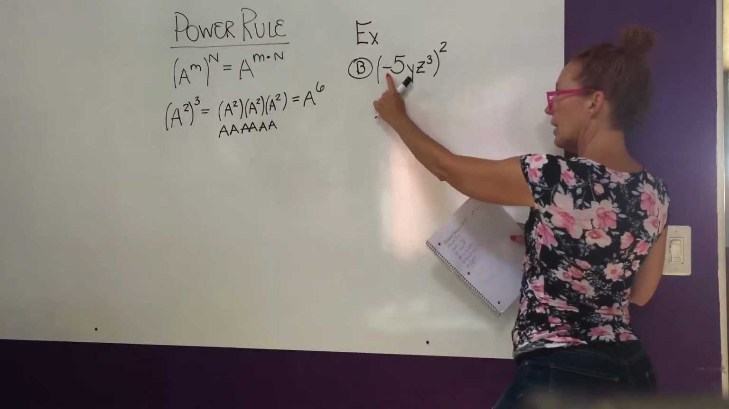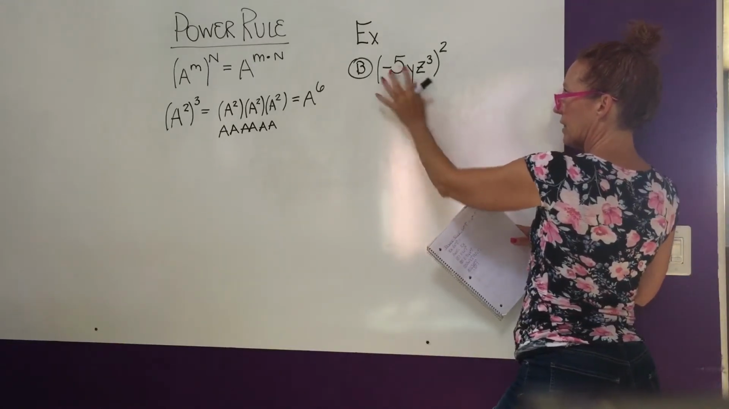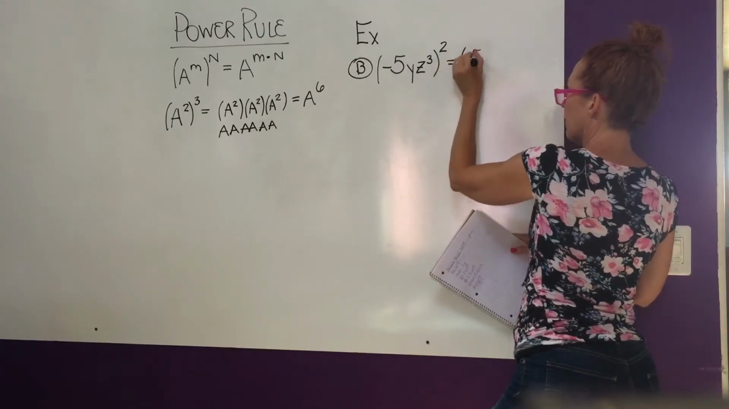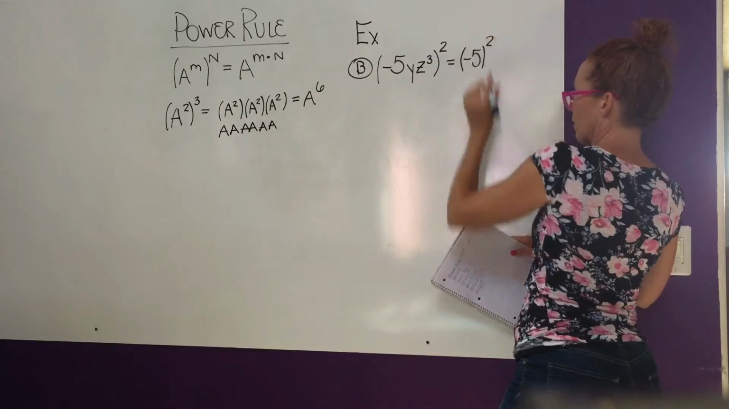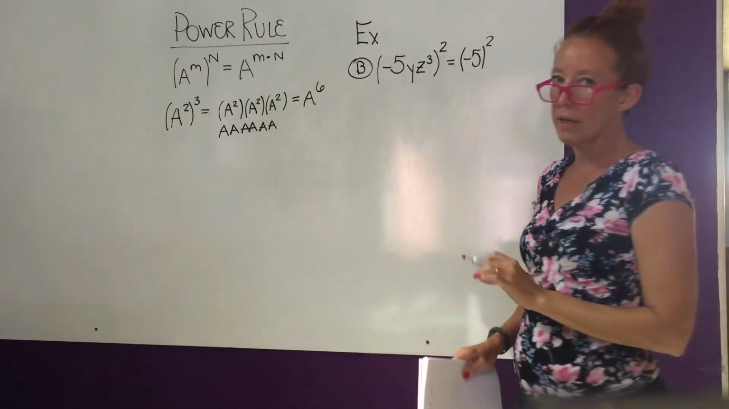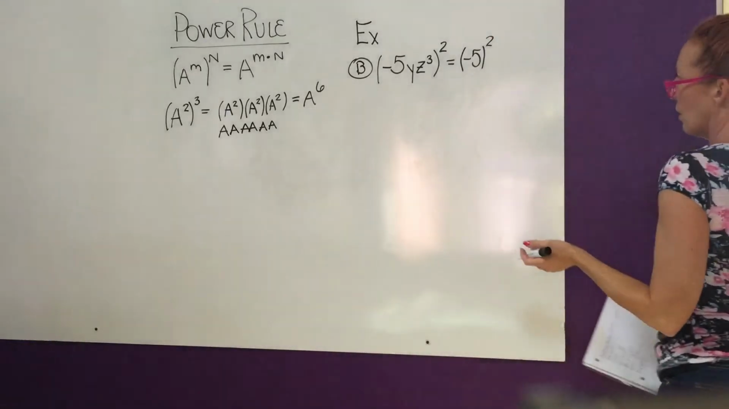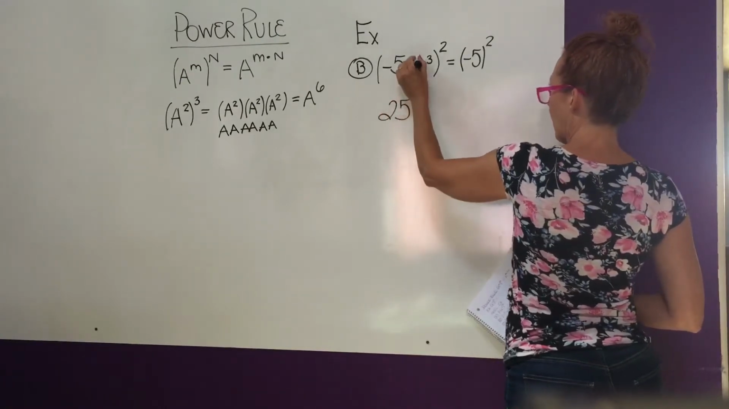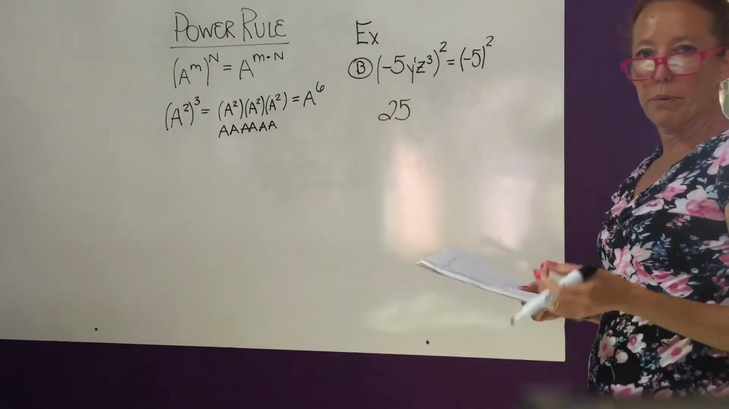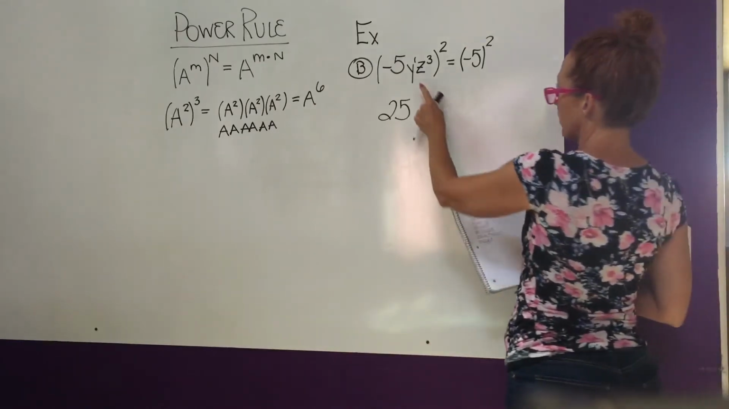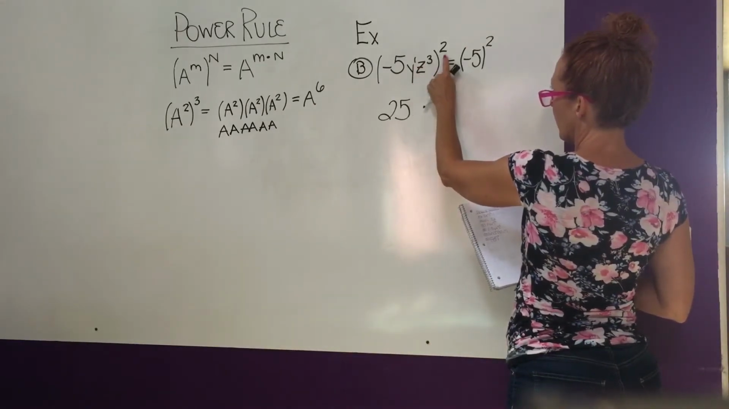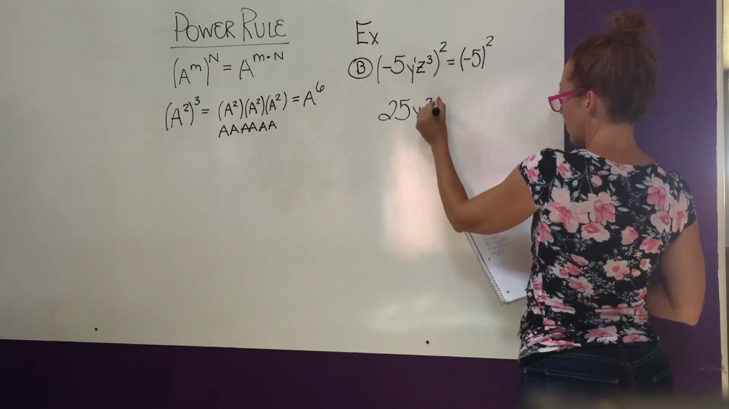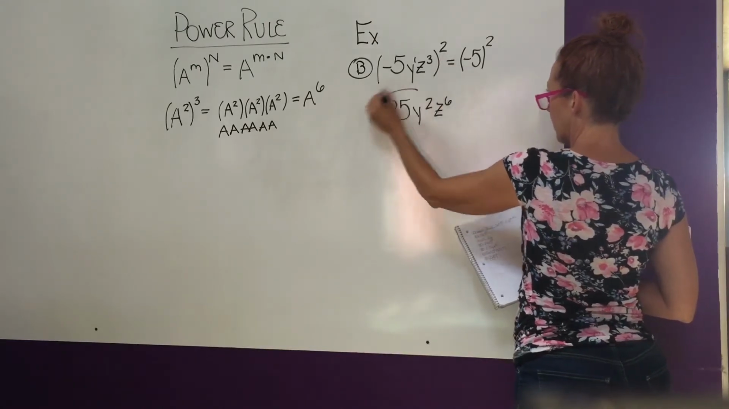All right, so here, this negative is inside that parenthesis. So we are gonna do -5 squared. We're gonna make sure we apply that squared to the -5. So -5 times -5 is 25. And then I'm just going to apply the power rule to the y. So 1 times 2 is y squared, and 3 times 2 is z to the 6th.